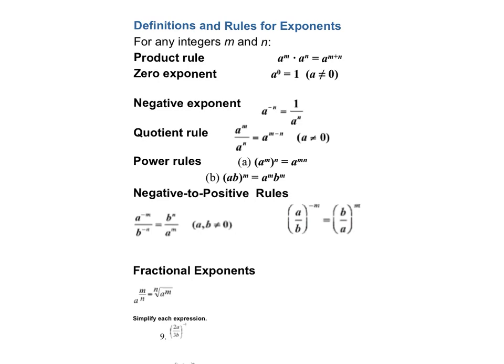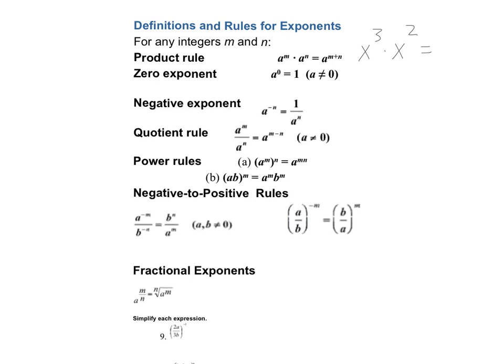The product rule says this. If I am multiplying and my base is the same, so if I had something like x cubed times x squared, what would that equal?